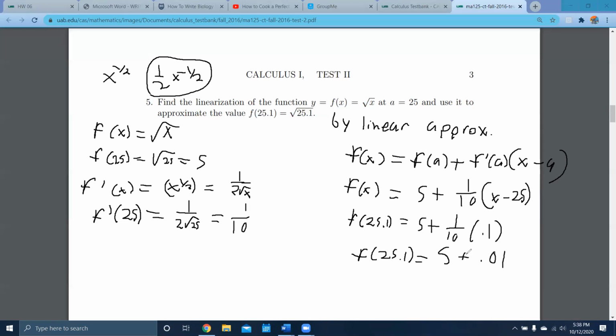Can't make this up, man. How do I keep messing that up? How did I mess that up?